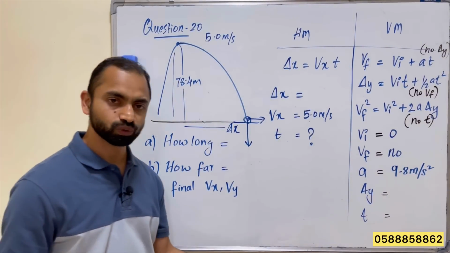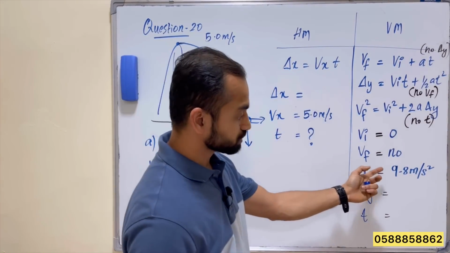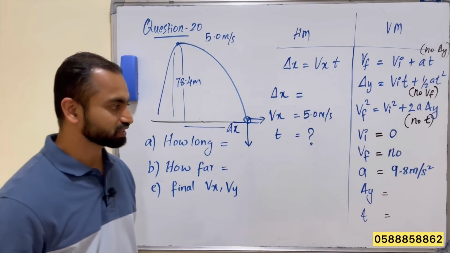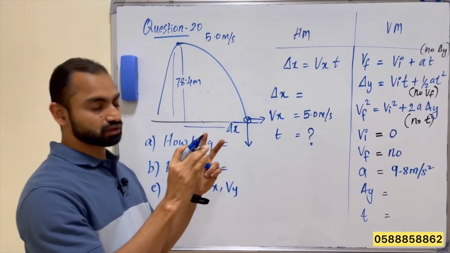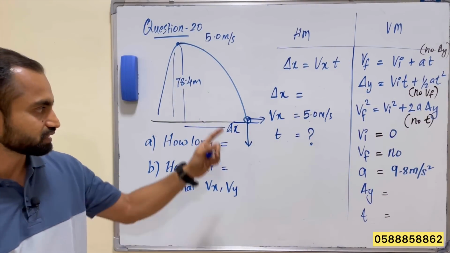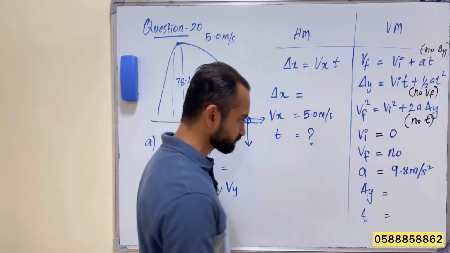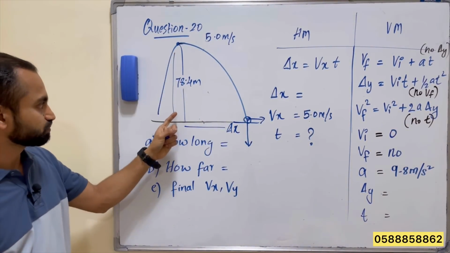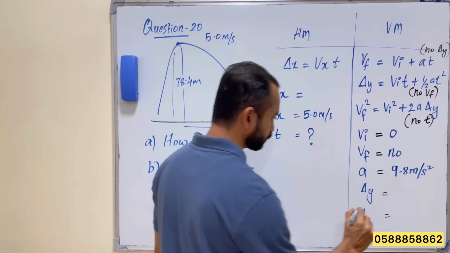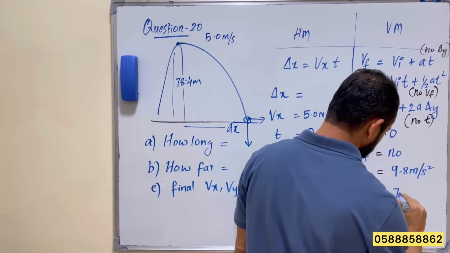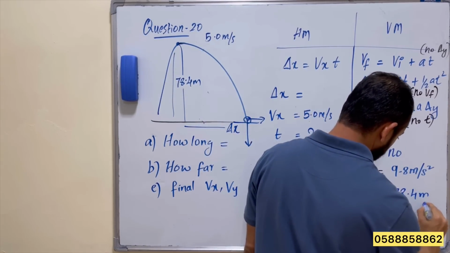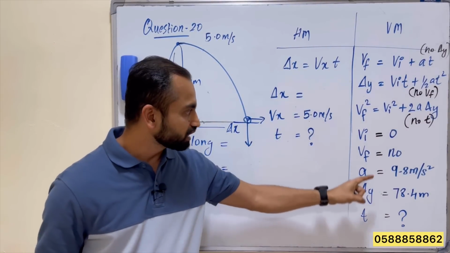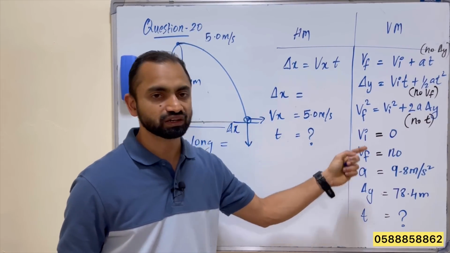I am considering the downward direction as positive, so that's why I am not writing the negative sign here. So acceleration is equal to 9.8 meter per second squared. Acceleration will always be 9.8 in projectile motion, whether it is horizontal or angular. And delta y, the vertical height of the cliff, is 78.4 meter, so I will write here 78.4 meter. Time we need to calculate, and there is no final velocity.